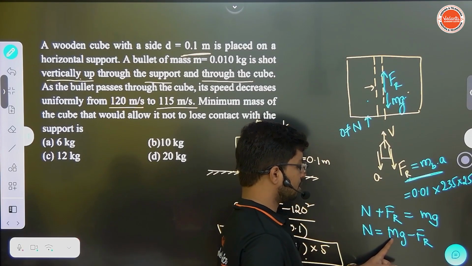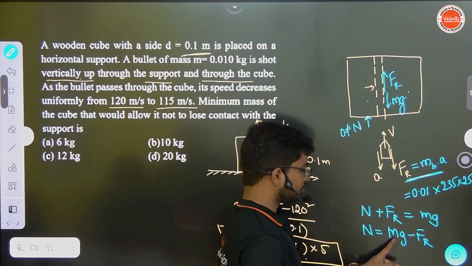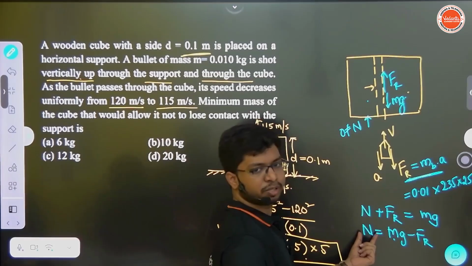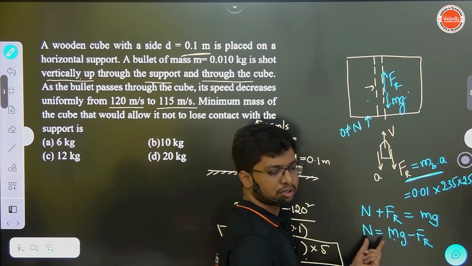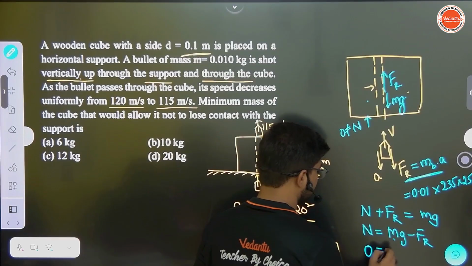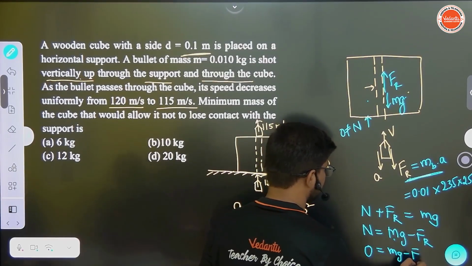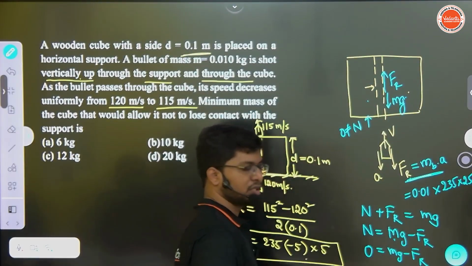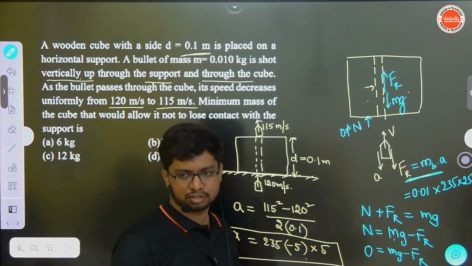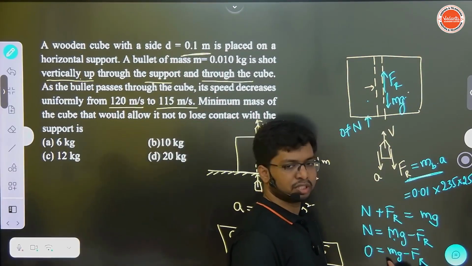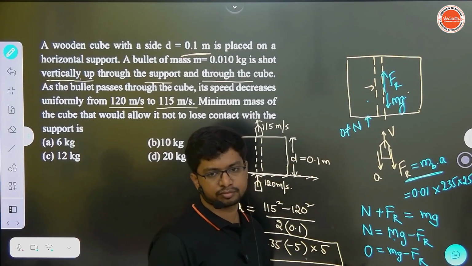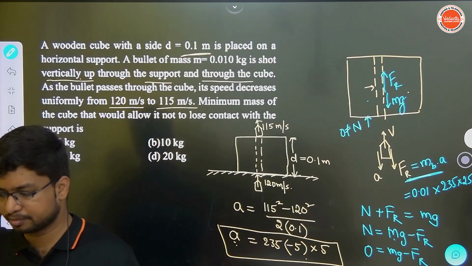If I need the minimum mass over here, then I should put N also minimum. So for the minimum value, N should be equal to 0, right? So 0 is equal to mg minus Fr here. So can you find out what is the mass of the block required here? Yes, we already have the value of Fr. Substitute in this one, get the value of mass here. Clear? Copy this one.